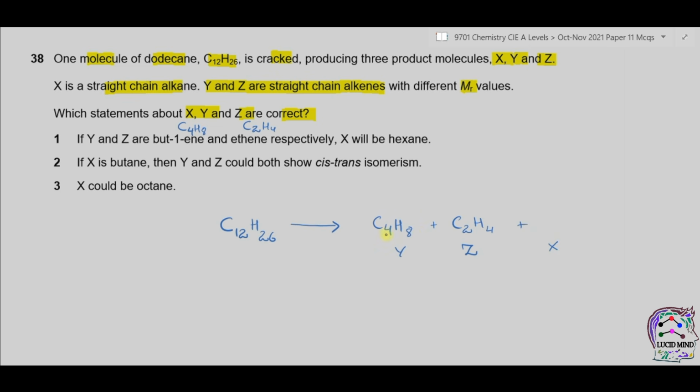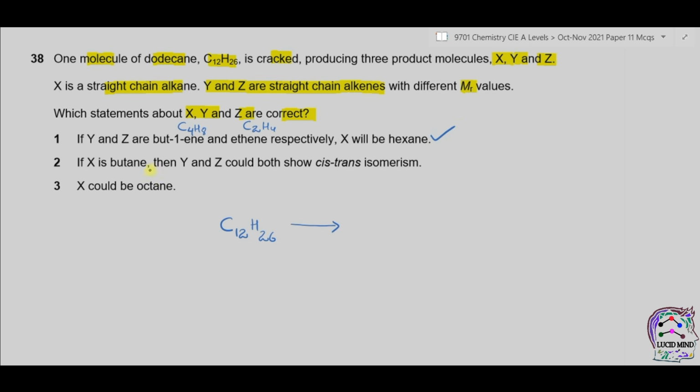Let's count the number of carbon atoms. We have 4 plus 2, 6 carbons. So out of 12, 6 will be left, C6. We have 8 and 4, 12 hydrogen atoms. So out of 26, 12 are lost. So we have 14 hydrogens. Now C6H14, the name is hexane. So therefore option 1 is correct.